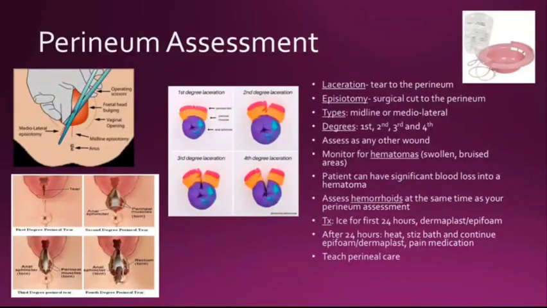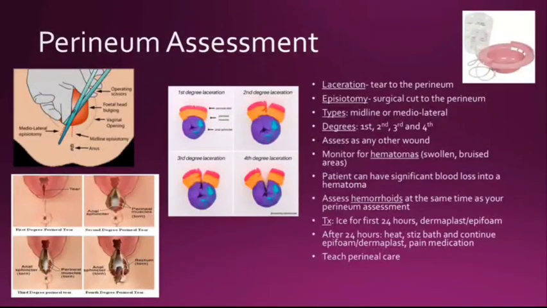You're going to assess a repaired episiotomy or laceration just like you would any other wound. You're not going to have a dressing on it, so you're going to assess bleeding, redness, exudate, approximation, size, tenderness, and swelling. So you're still going to do that same assessment on an episiotomy, it's just in a different location.